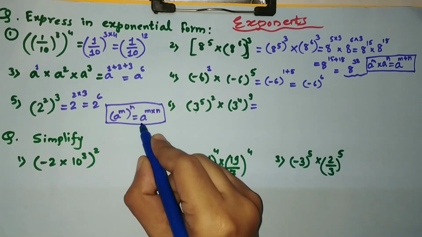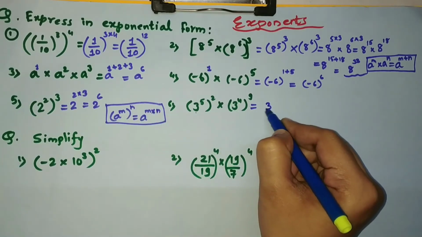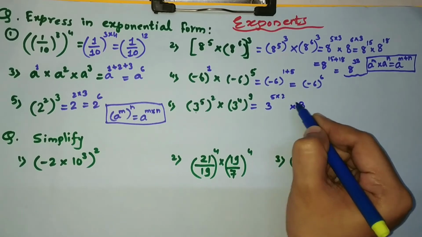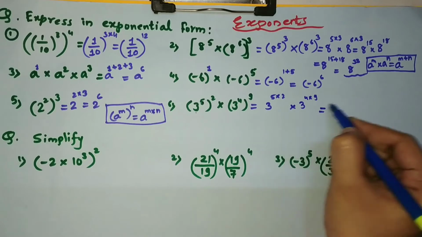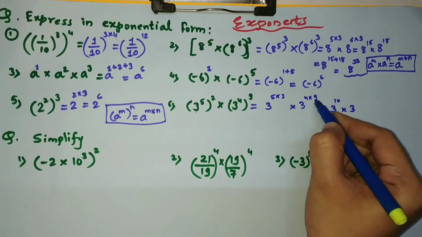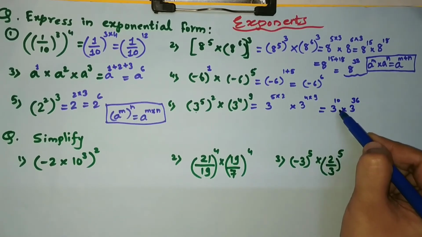So again we'll go for this law: (a to the power m) to the power n, that means multiply both the powers. That means 5 into 2, multiplied by 3 to the power 4 into 9. So here, friends, we'll get 3 to the power 10 multiplied by 3 to the power 4 into 9, which is 36, we'll get here.